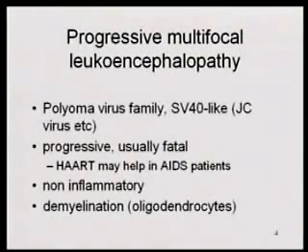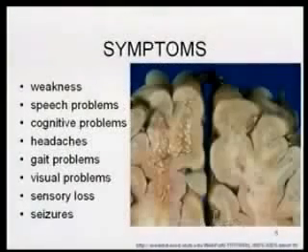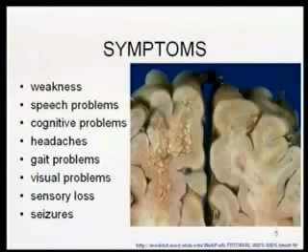However, HAART may help in AIDS patients, and we'll come back to this. But the thing is, this disease seems to be associated with immune suppression. So if you can get the immune system back up, then you can maybe slow the progression somewhat. This is still under investigation. It's a non-inflammatory disease, and it's associated with demyelination of the oligodendrocytes. And so you get this really nasty-looking thing because the nerves are just being destroyed. The myelin sheaths are being destroyed.